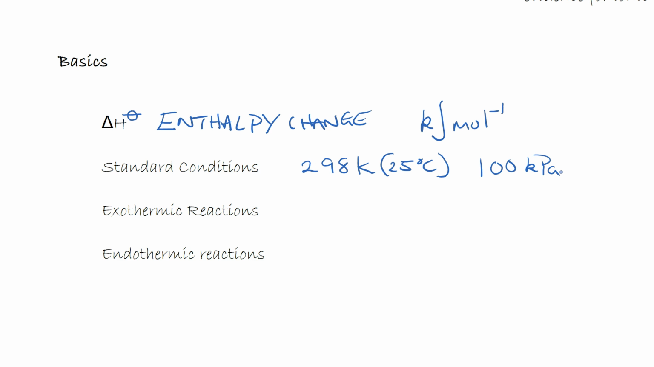The final thing to remember from our Year 12 course is that exothermic reactions give out energy to the surroundings, and these have a negative value for their enthalpy change. Endothermic reactions take in energy from the surroundings, and these have a positive value for their enthalpy change. Everything else we should revisit from anything that we need from our Year 12 course.